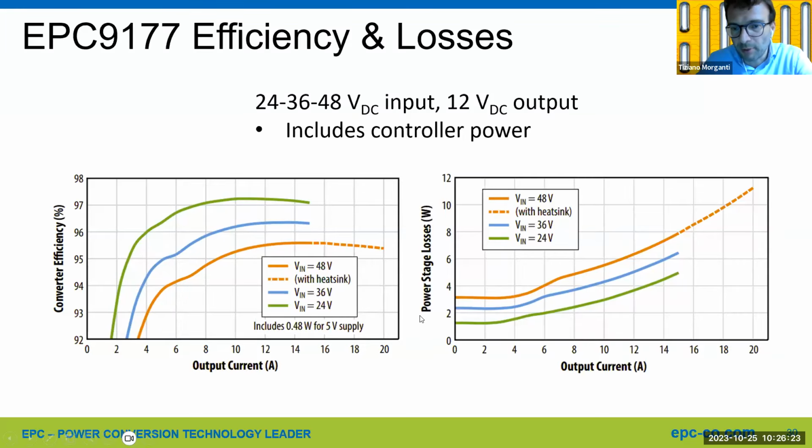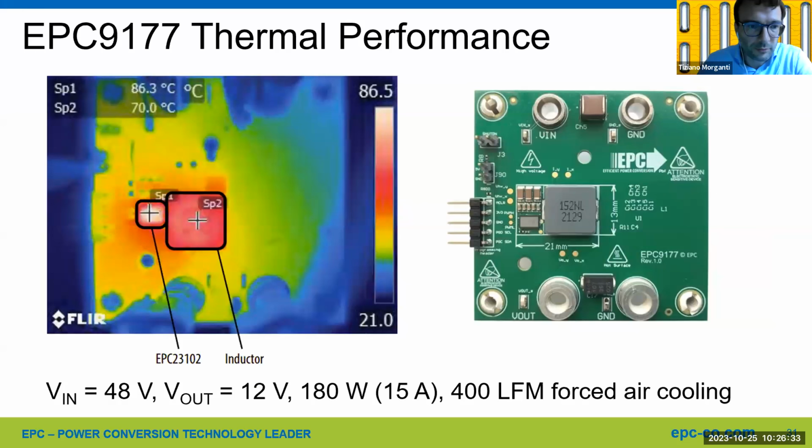And on the right plot, you can see the power losses of the converter, and this is including the controller, so it's a full system efficiency. This is a thermal image with airflow, so it's 15 amps output, and you can see the temperature rise is around 60 degrees compared to ambient.